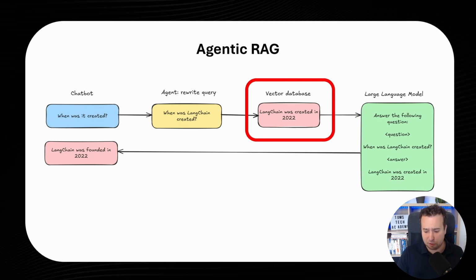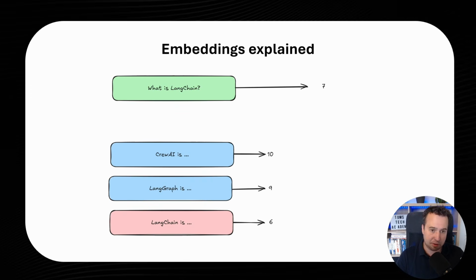But how exactly does this process work? So let's imagine that the question that you ask is, what is LangChain? And if we embed this question, we give it the number 7. So this is not a score or a rating or something, but just 7 is representing the semantical meaning of what is LangChain of this text.